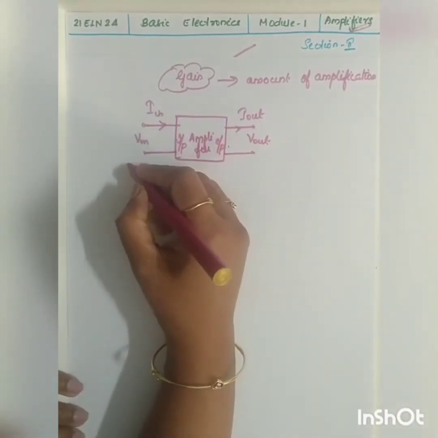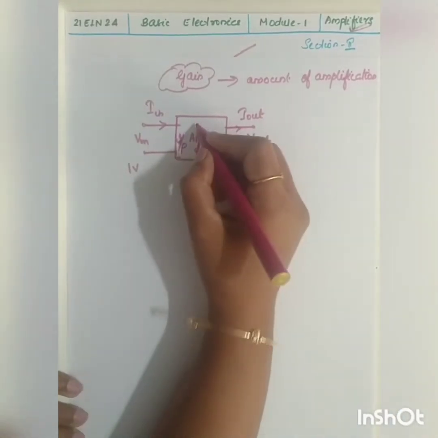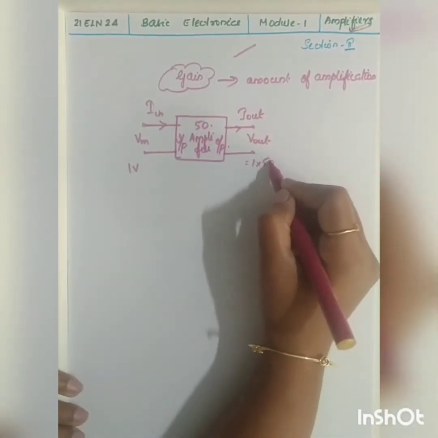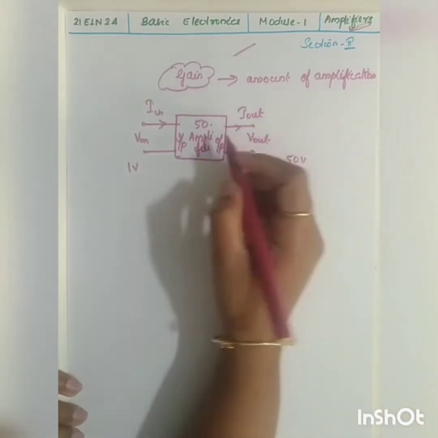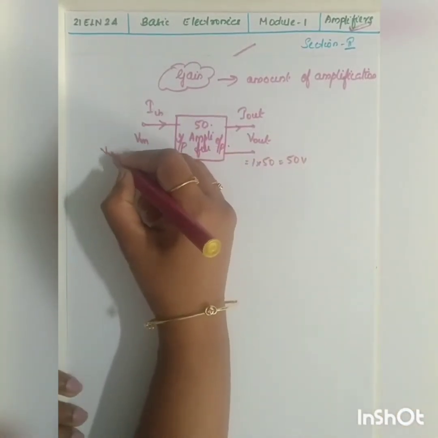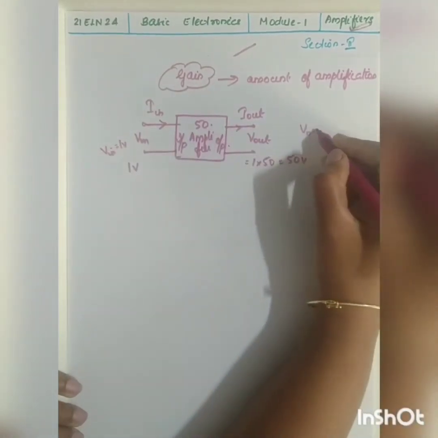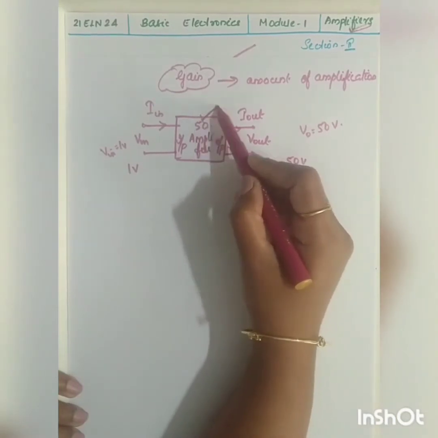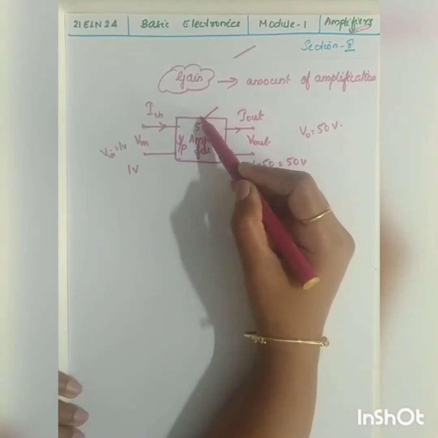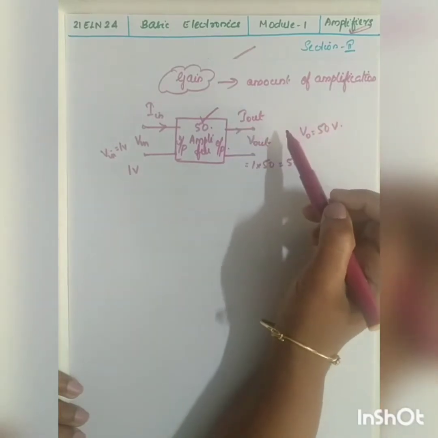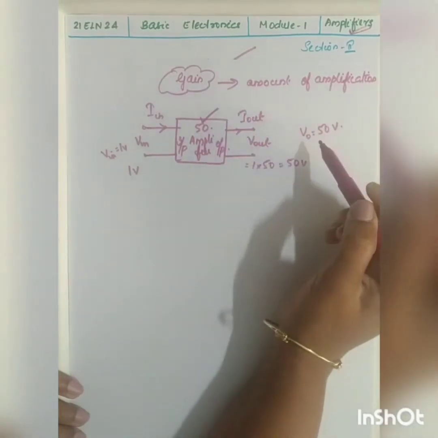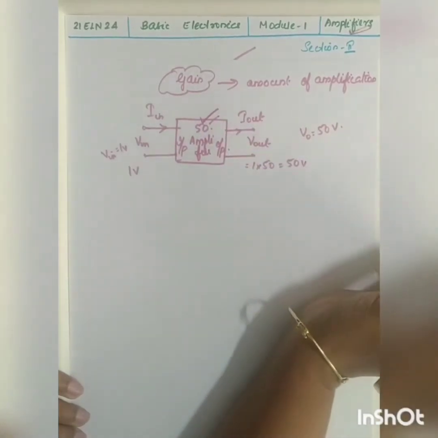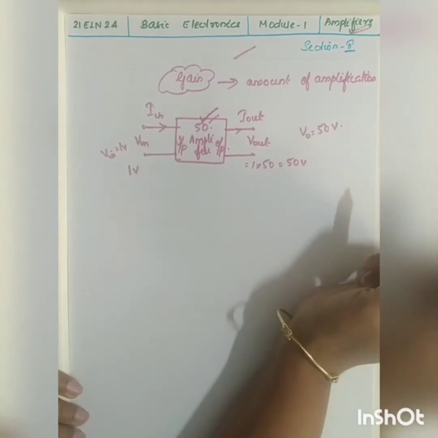Now, if I give 1 volt as the input signal, and the amplifier gain is equal to 50, your output will be equal to 1 into 50, which is equal to 50 volt. So here V in is equal to 1 volt and V out is equal to 50 volt. So what is meant by gain? The amount of amplification by the amplifier is called your gain. In this case the gain is 50. The output is increased to the value of 50.